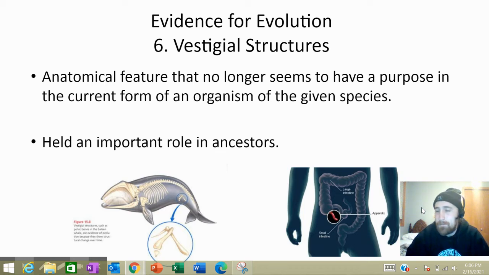Now, for humans, we have an appendix. Realistically, we don't need an appendix. I don't have mine anymore. It causes way more harm than it actually does benefit you. But in our ancestors' times, they probably needed an appendix depending on what their diet was, unlike our diet, where we don't need it anymore. Okay, so vestigial structures.